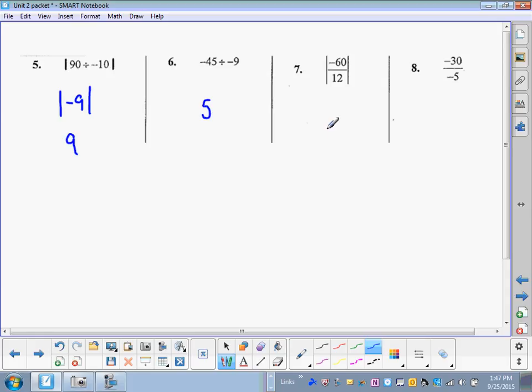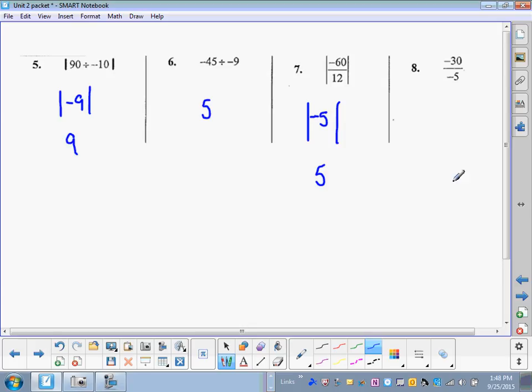Number 7, the absolute value of -60 divided by 12. So I'm going to first calculate the number inside the absolute value. So 60 divided by 12 is 5. One negative sign, so it's -5. Now I can remove the bars. The absolute value of -5 is a positive 5.